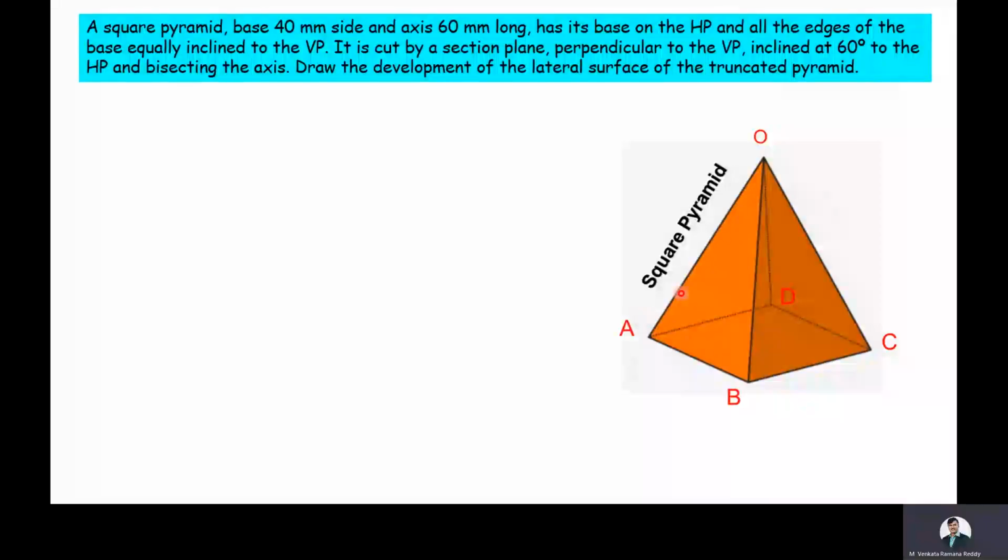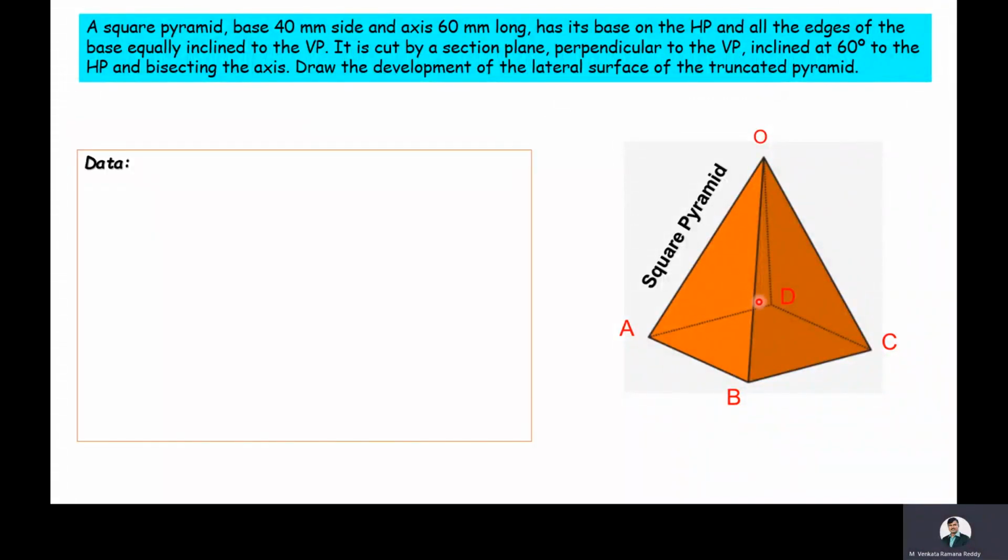That is, the square pyramid is cut by a section plane. With that, the top portion of the square pyramid is removed and bottom portion of the square pyramid is retained. Then we are going to develop the lateral surface of the bottom portion of the square pyramid. Then we will move towards writing the data.